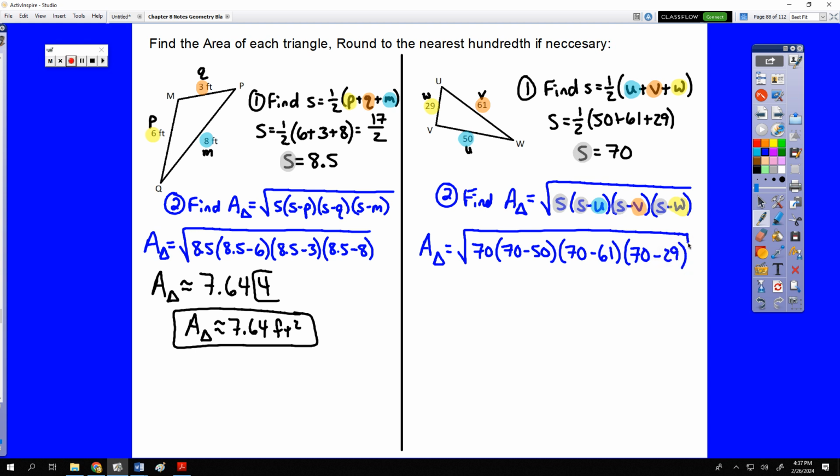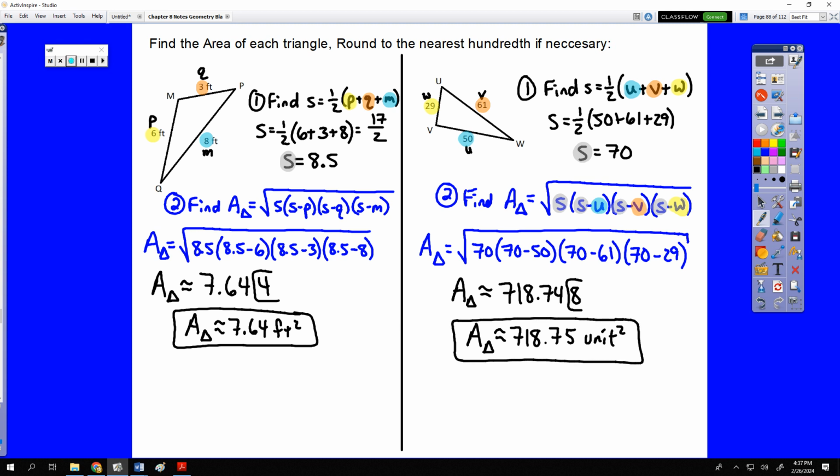If we're careful and we feed that into our calculator, all we have to do is type that in, and our calculator will spit out that the area of the triangle is 718.748. And it does keep going, but we don't care because we're rounding to the nearest hundredth. That 8 tells us that we should round our answer up to 718.75 square units because we do not know whether it's inches, centimeters, etc.